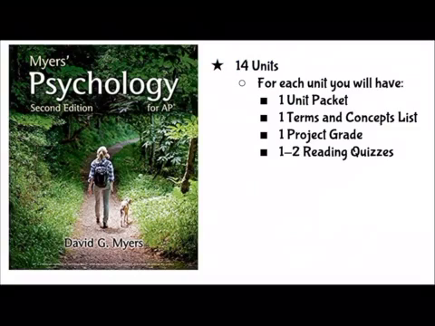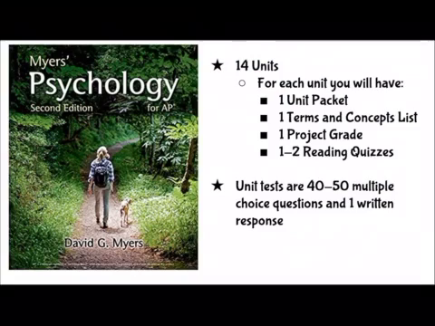Also, for each unit, you'll have 1 to 2 reading quizzes. You'll know about these in advance. They're multiple choice, and it's just so I can make sure you're staying on top of your work for the course. Unit tests in AP Psych are 40 to 50 multiple choice questions, and then with 1 written response. Generally, you'll have either 40 multiple choice questions and an essay, or 50 multiple choice questions and no essay, and that really depends on what we've done for the unit as well as the topics that we're covering.